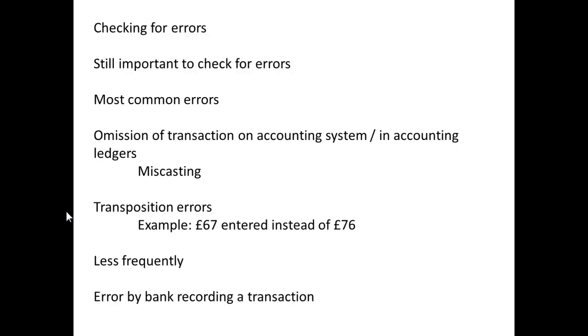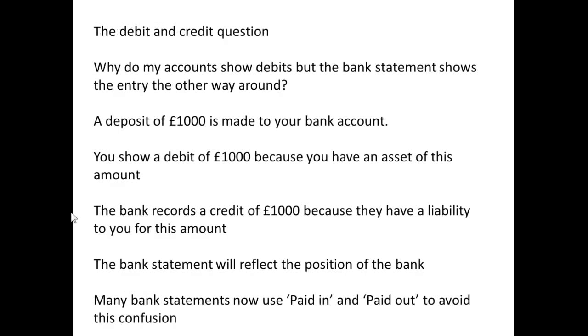It doesn't mean to say you shouldn't still check for errors. The most common errors are likely to be the omission of a transaction on the accounting system, or in the accounting ledgers if you're still using manual accounting, and this is called a miscasting. You may also find a transposition error every now and again, for example if 67 has been entered instead of 76. Less frequently you will find errors by the banks recording a transaction.